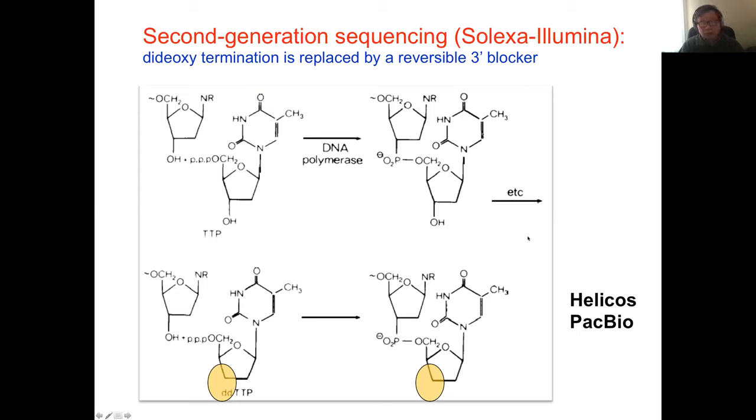And so what Solexa invented was to turn this 3' dideoxy termination into a reversible termination. In other words, they can terminate and then they can cleave off the blocker and allow this to continue. Okay, and then later the technique was modified by Helicos, modified by PacBio, and then many other companies. But this is the basic idea.